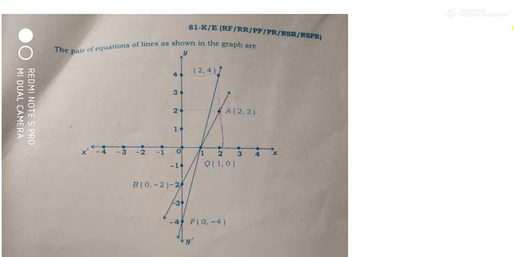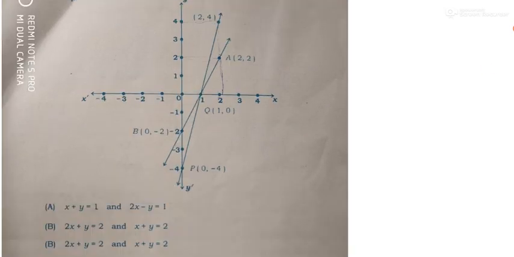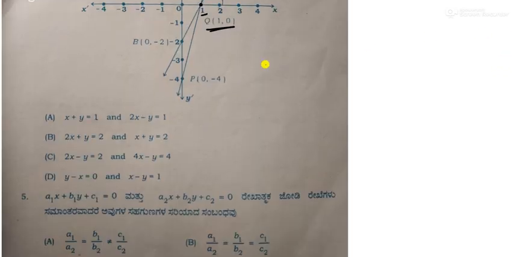Next, question number 4. The pair of equations of lines as shown in the graph are dash. So what are the options? These are the options here. What you have to do, you have to look, this is an intersecting line, so this is the solution. What is the solution here? It is 1 comma 0. So if you solve these equations, the value of x and y should be 1 and 0 respectively for the correct equation given.